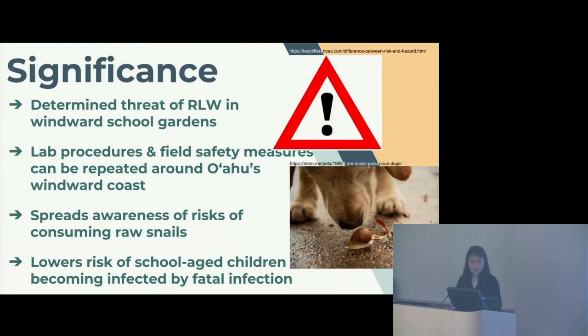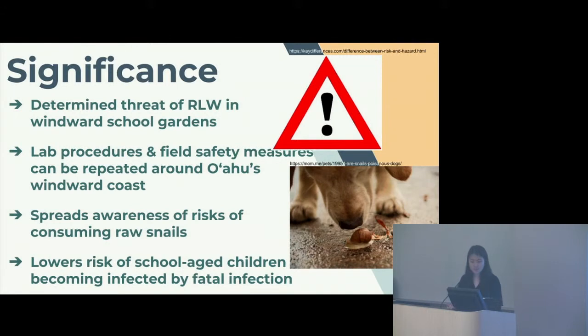And now, significance. By conducting this research, I determined the threat of rat lungworm in a windward school garden. And I think in the future that can definitely help to gain insight into developing different safety measures that can help to aid high-risk schools. As you can see, these are very low-risk schools, but if there were to be one with a lot of infected snails, we could take those precautionary measures that would be determined by this research.